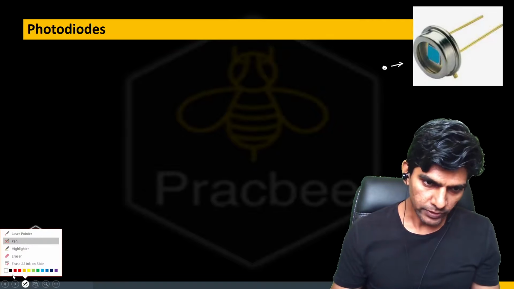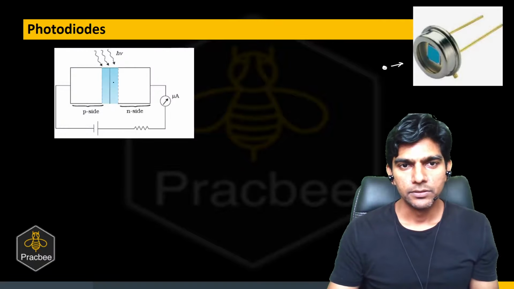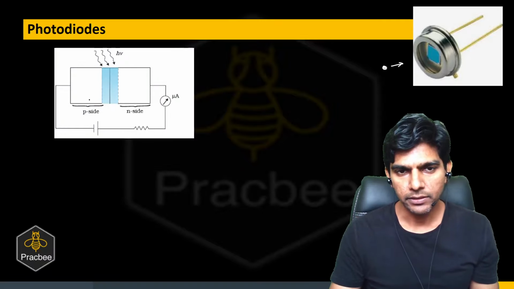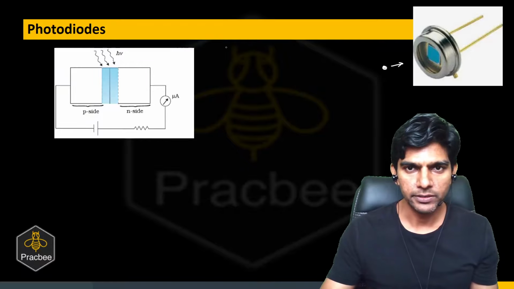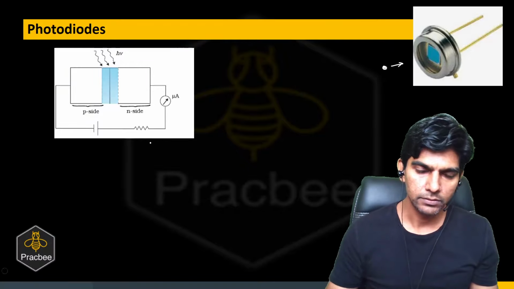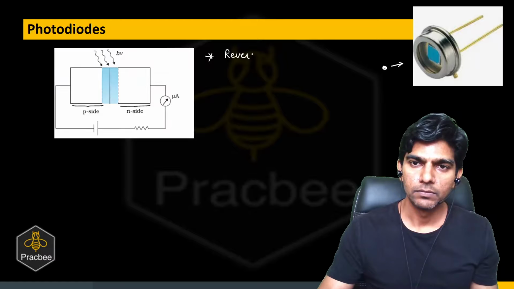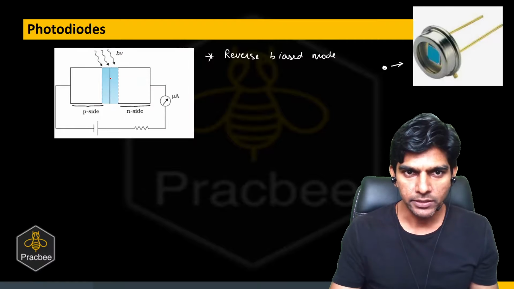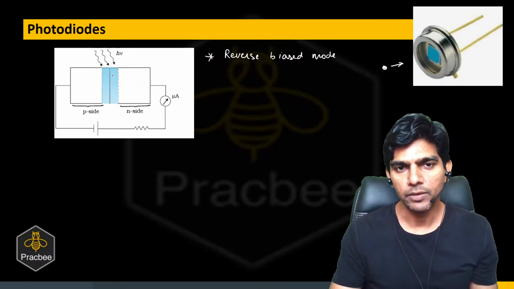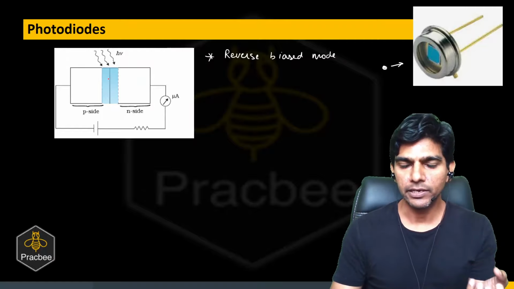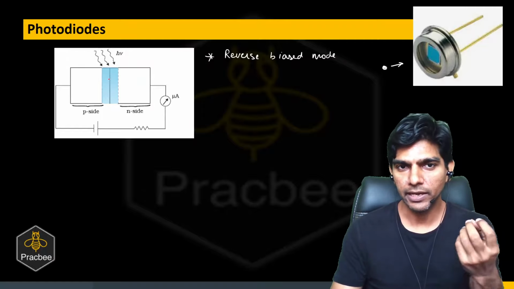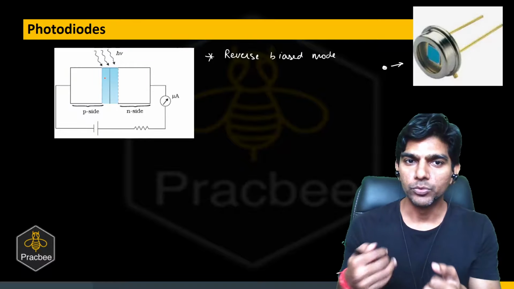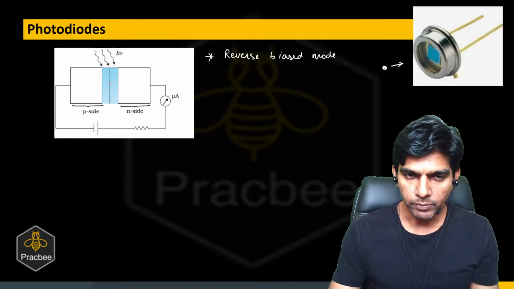So what is happening in a photodiode? We have a diode which is connected in reverse biased mode, so it is operated in reverse biased mode. When photons are incident on the depletion region, what happens? When an electron gains energy with the help of these photons, it will be able to break the bonds. So when the bond breaks in the depletion region, there will be an electron hole pair.